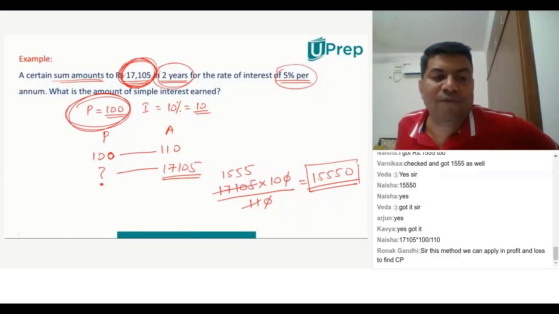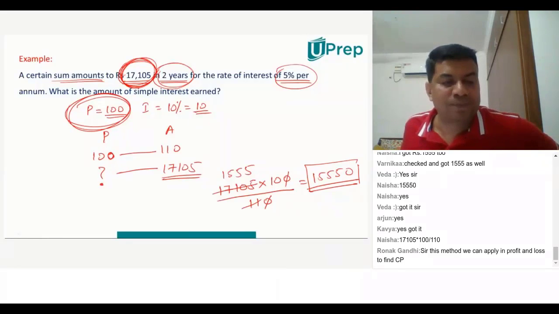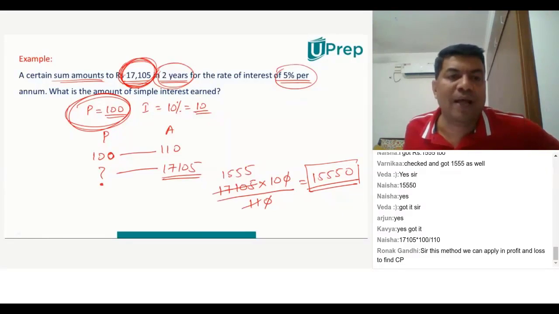Yes. Wonderful, Ronak. Good. Absolutely. You're right, Ronak. That is exactly the method we learned in profit and loss to find cost price.